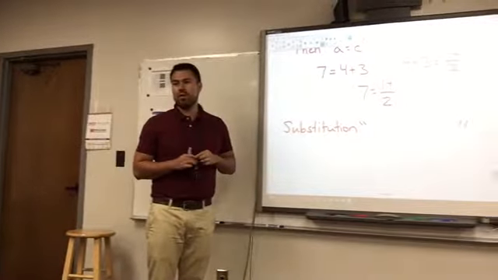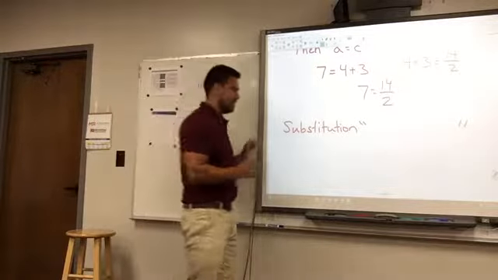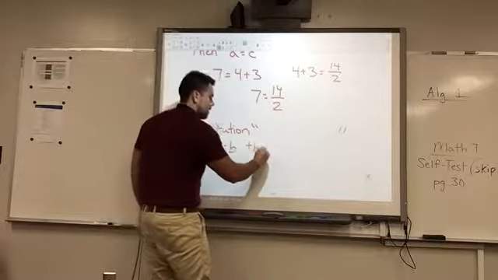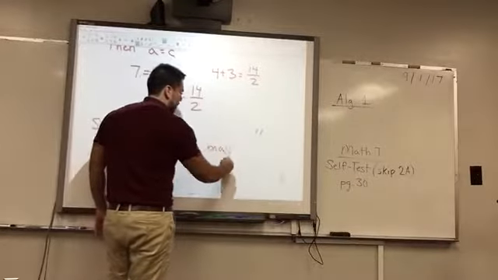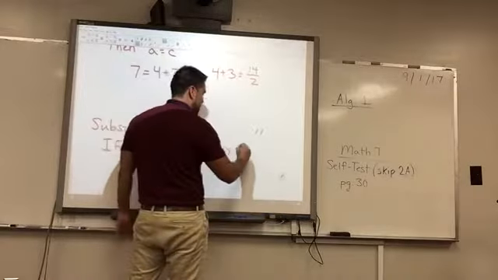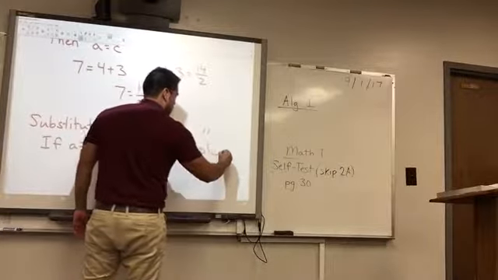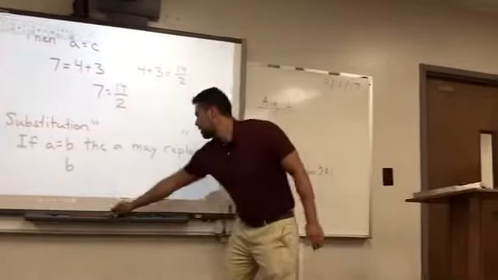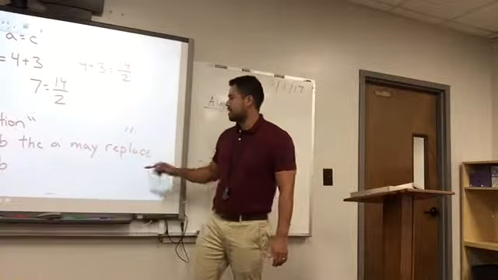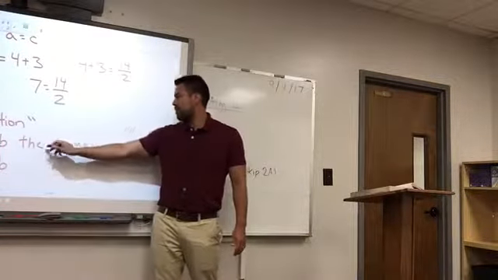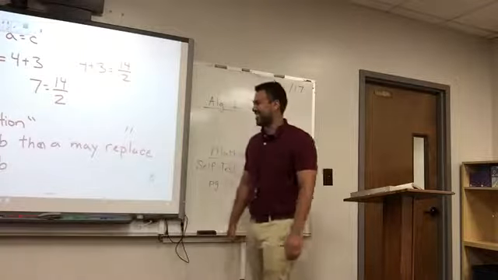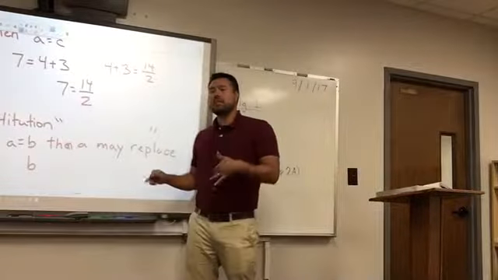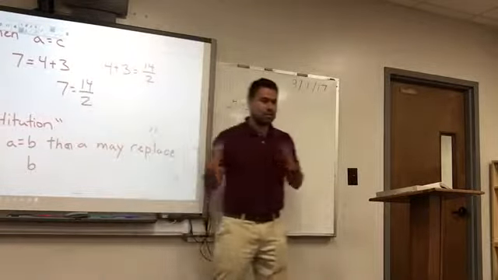So substitution property of equality means this. If A equals B, then A may replace B. I think they probably wrote it differently, but it's the same thing. If A equals B, then A may replace B, or you could say it the reverse way, B may replace A. You could say it either way.